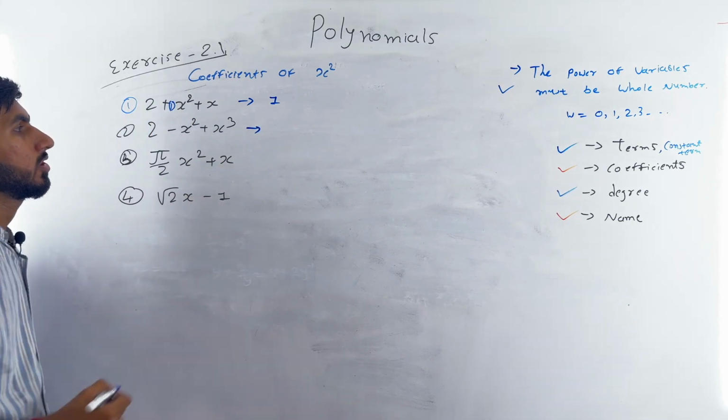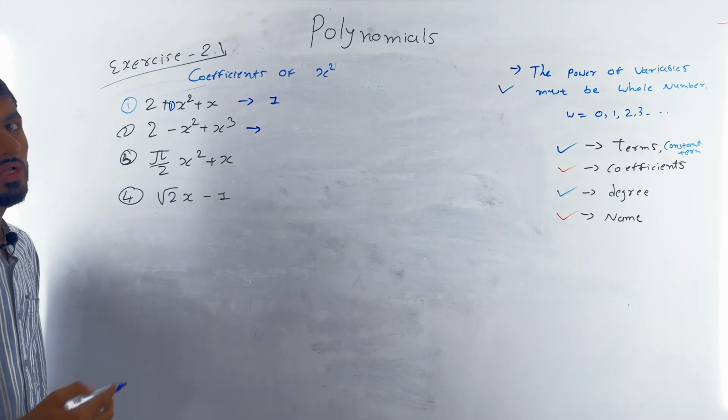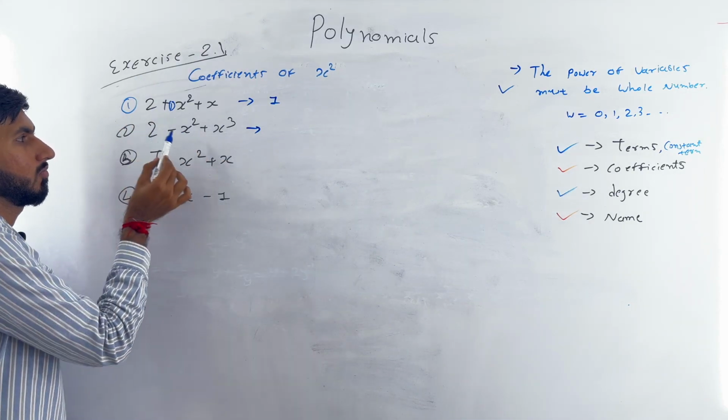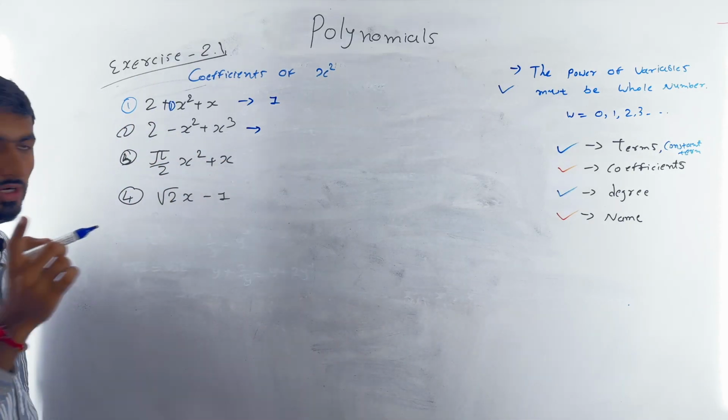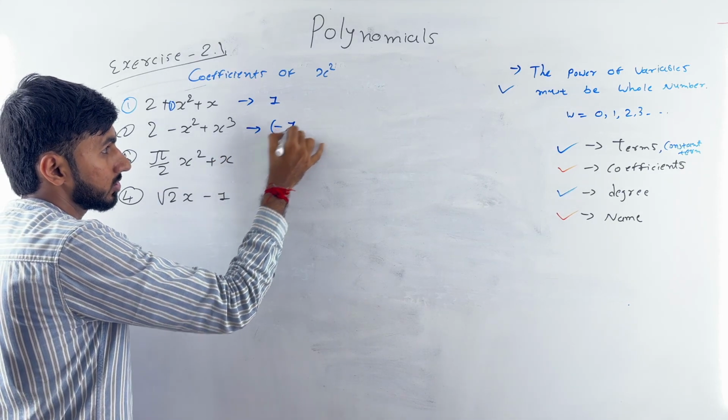Now for the second one, what is the coefficient of x square in this polynomial? Look at the x square. Here I have x square. What is multiplied with x square is minus 1, right? Don't forget to take the sign with you.